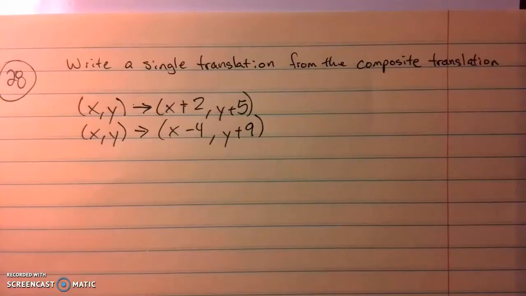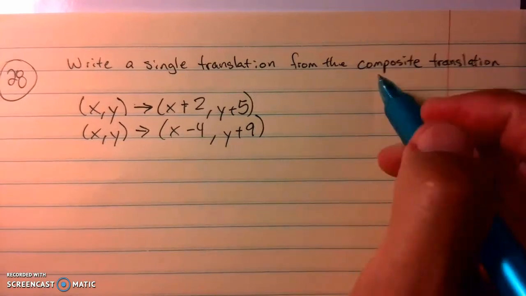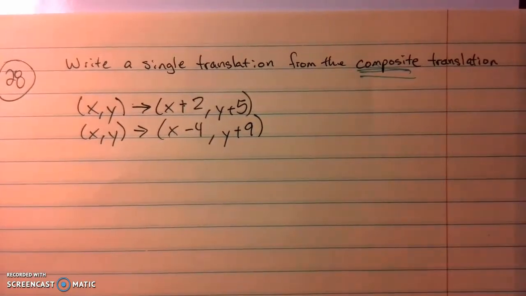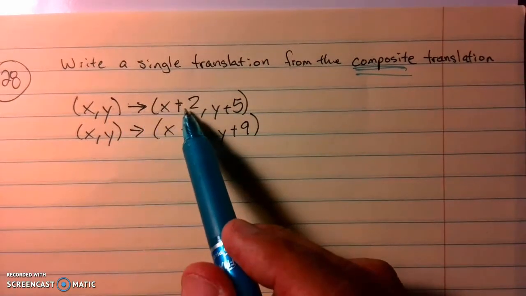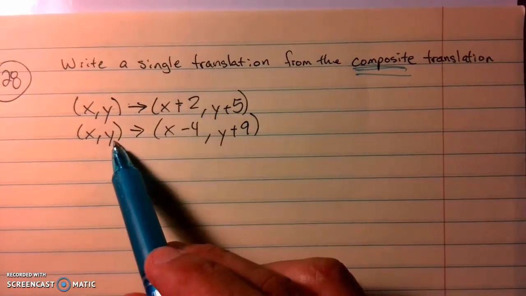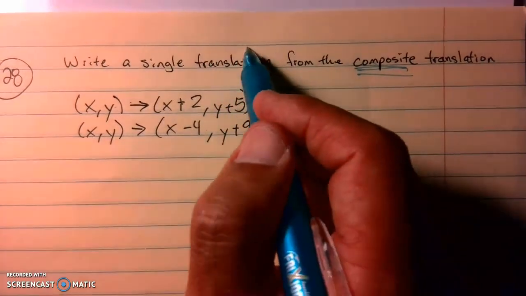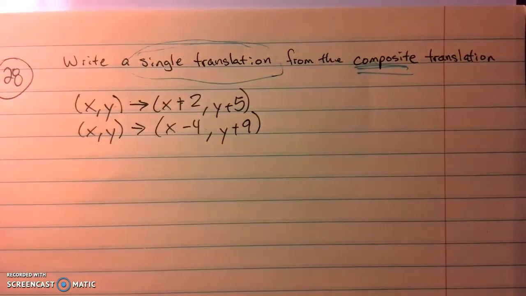I'm going to close out with number 28 here. They're going to ask you to write a single translation that has the same effect as each of the composite translations. Composite means there are two or more movements. So we are going to move something once, then move it twice, and then you're going to put it together as one single rule here.